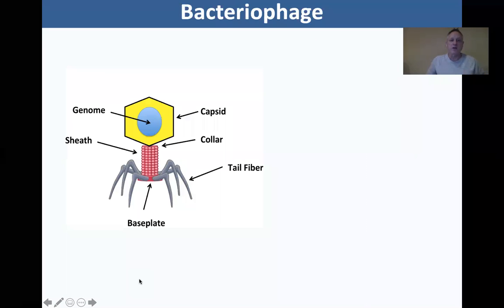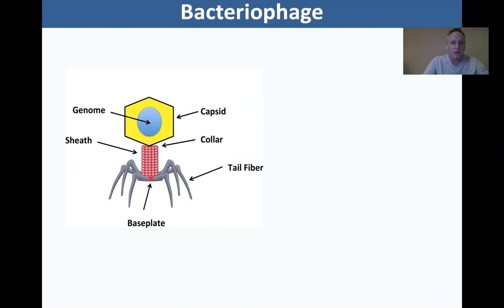Here's bacteriophage. This is the simplest virus of all. So basically what you have is a capsid structure. It's a protein coat that surrounds the genome, which could be DNA, RNA, single-stranded DNA, single-stranded RNA. Then you have over here a collar and a sheath. This is like its body, its abdomen, so to speak. And then you have these tail fibers here.